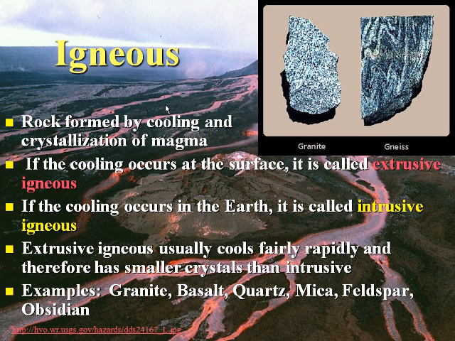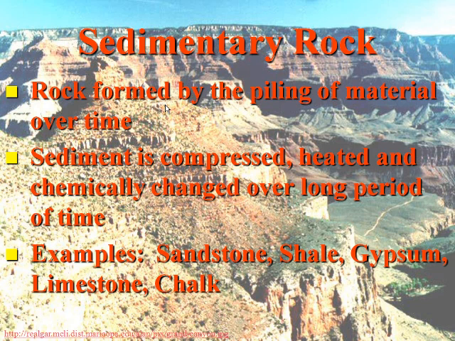Examples of that: granite, basalt, quartz, mica, feldspar, obsidian. So you have a lot of examples of igneous rock. So this is all cooled off magma.